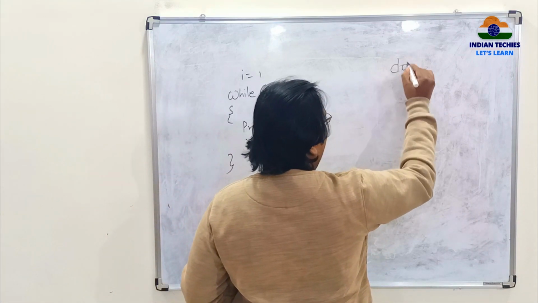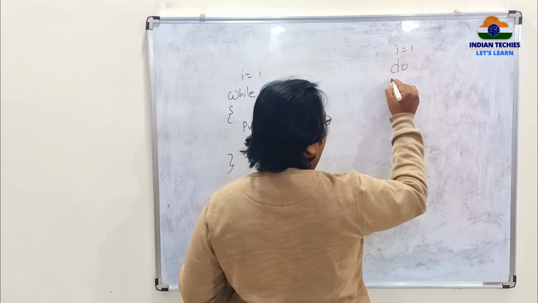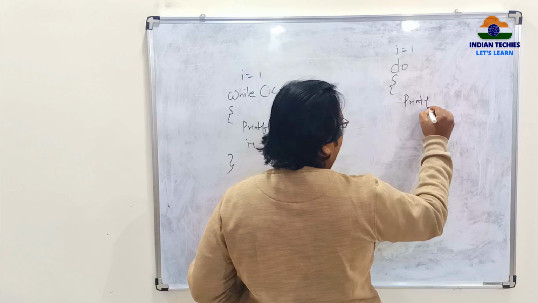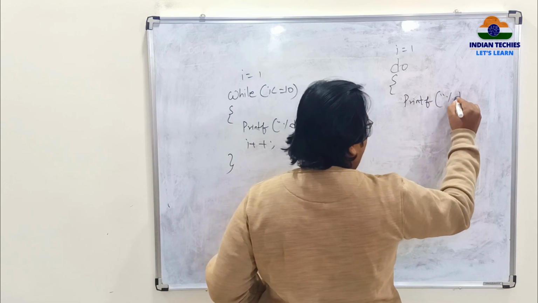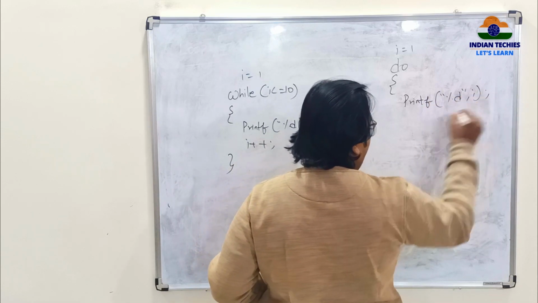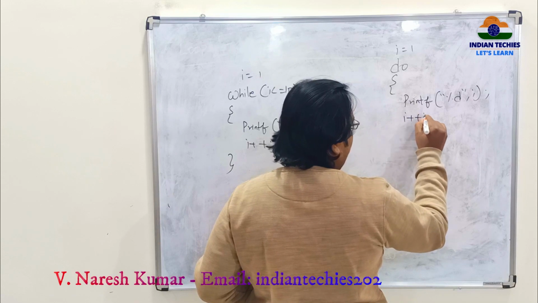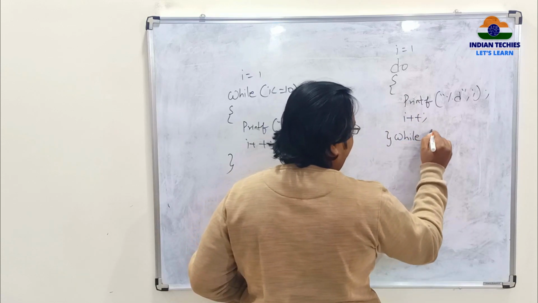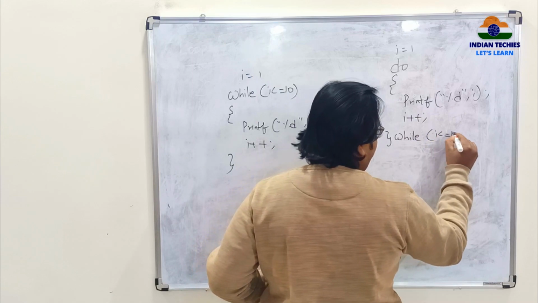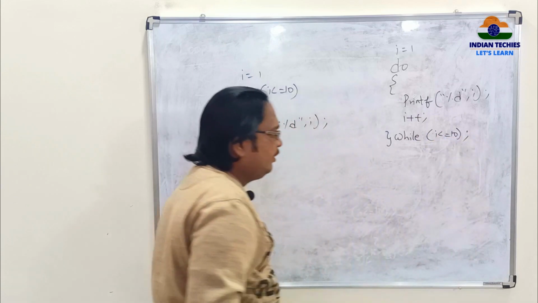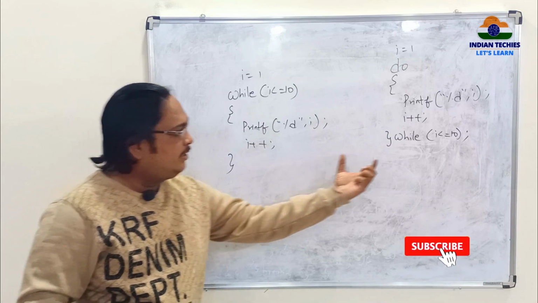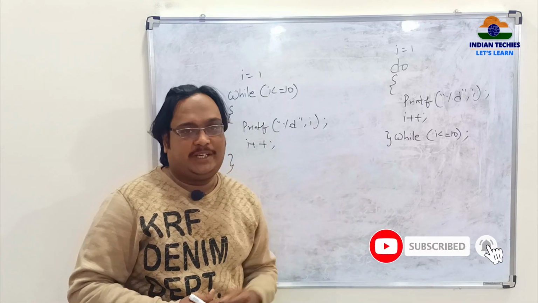That is do, before that i is equal to 1. So printf("%d", i++). Then while i less than or equal to 10, semicolon is compulsory. So this is printing 1 to 10 using while. This is printing 1 to 10 using do while.